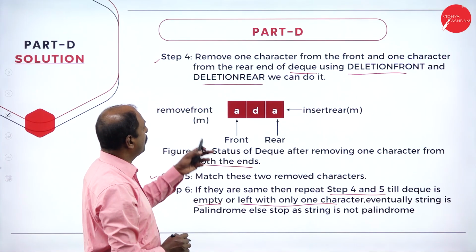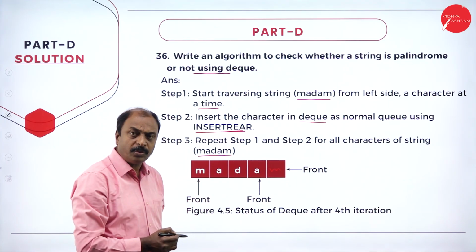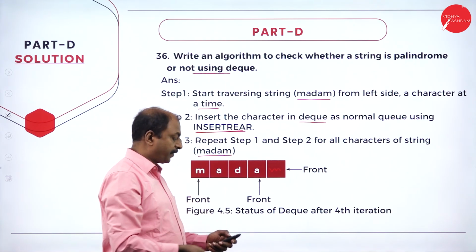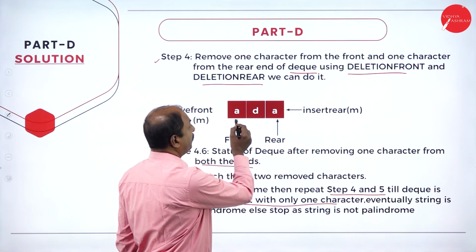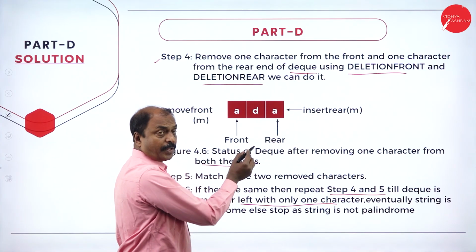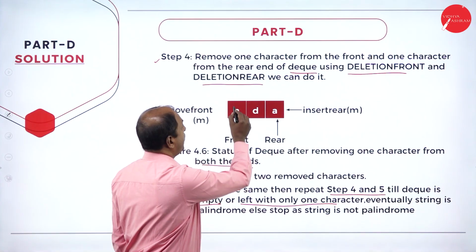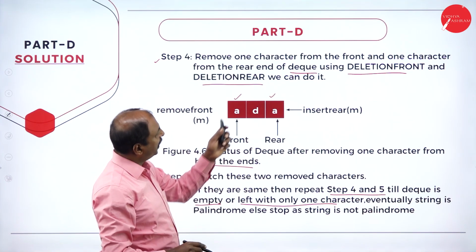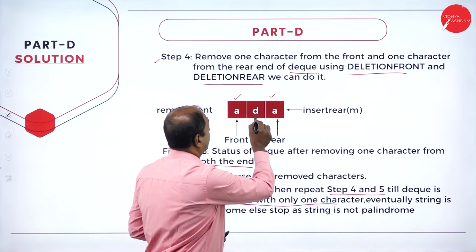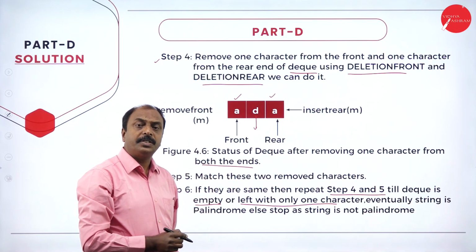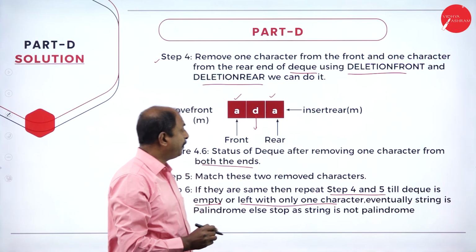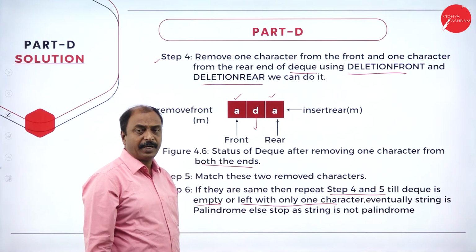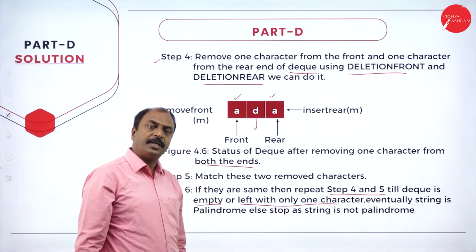In this example, first M and M will be removed. We compare those two. So M is equal to M. Then we proceed further. Again, in the given string, we are left with ADA. Again, removing A and this A, compare A and A, both are equal. Again, we proceed till we get at least one character or till the Q is empty. In that case, we can say that the given string is a palindrome. So this is an example with DQ.